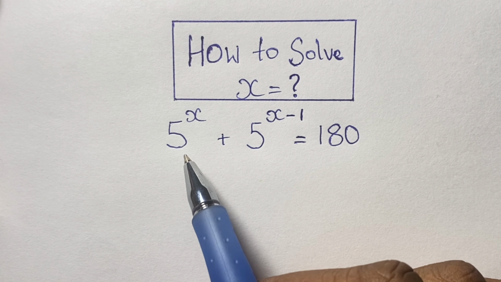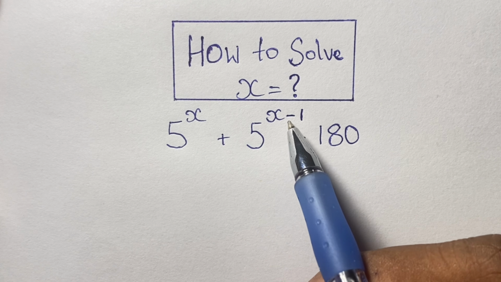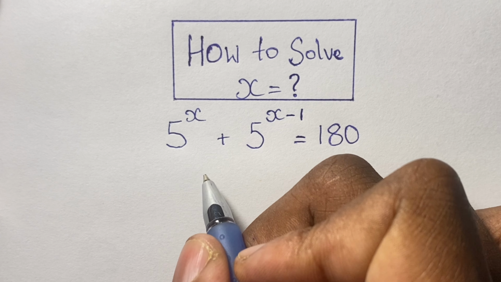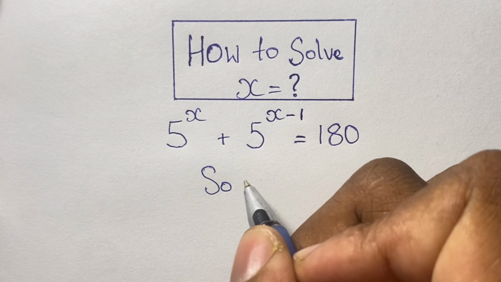Here we have another algebraic exponential equation that we are going to solve, where we have 5 to the power of x plus 5 to the power of x minus 1 is equal to 180, and we are given to find the value of x.